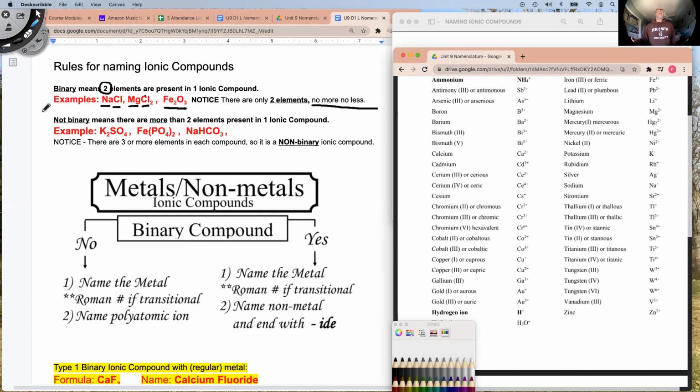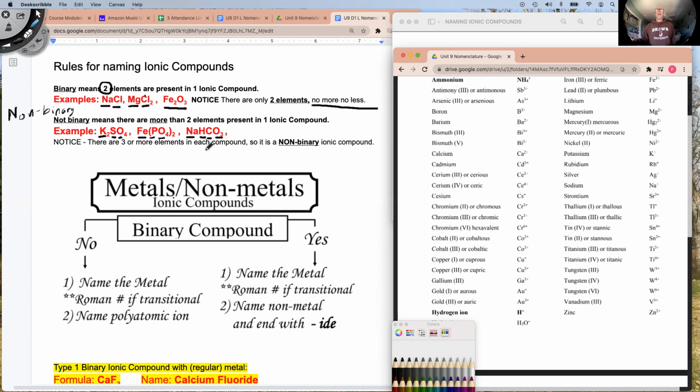Not binary, also known as non-binary, I'll have it written both ways, means that there are more than 2 elements present in one ionic compound. Example of that, you can see that this one has a K, an S, and an O. There are 3 elements present, which means it is not binary because there are not 2. Now, there's 2 potassiums and 4 oxygens, but again, we're talking total elements. This one has an iron, a phosphorus, and an oxygen. It is non-binary. This one has a sodium, a hydrogen, a carbon, and an oxygen. This one is also not binary.